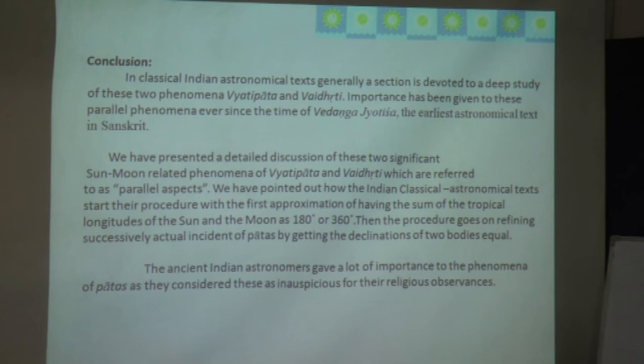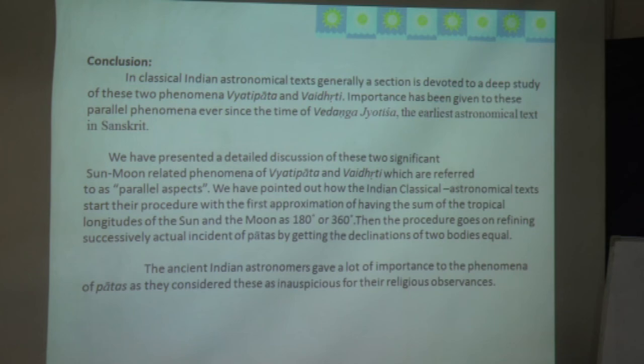So as a concluding part, I would like to say that in almost all classical Indian astronomical texts, generally a section is devoted to a deep study of these two phenomena, Vyatipata and Vaidhrti. Importance has been given to these parallel phenomena ever since the time of Vedanga Jyotisha, the earliest astronomical text in Sanskrit. So I have presented a detailed discussion of these two significant phenomena. Actually, the ancient Indians gave a lot of importance to these two phenomena, the Patas, as they were considered inauspicious for their religious observances.